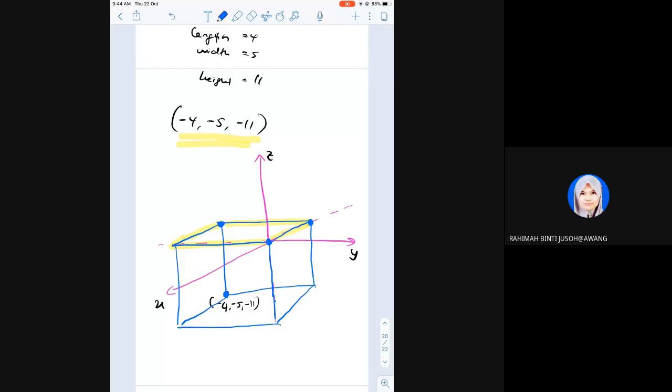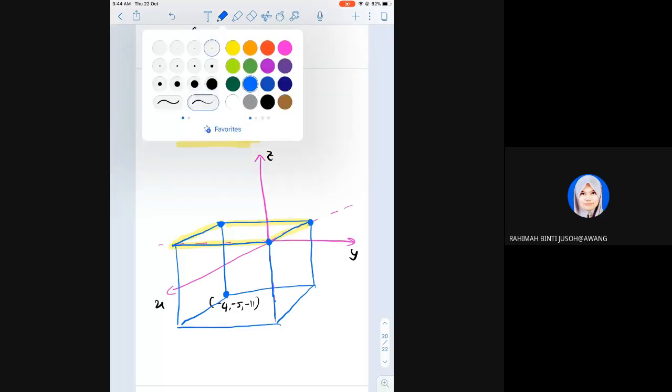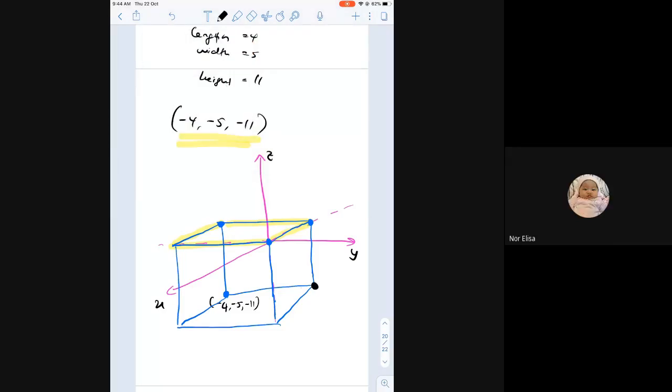Okay, now, can you give me the coordinate here? What's the coordinate here dekat tag lalat hitam ni? Negative 4, 0, negative 11. Ha? Tak dengar apa dia mula-mula? X dia apa? Negative 4, 0, negative 11. Okay, well done.